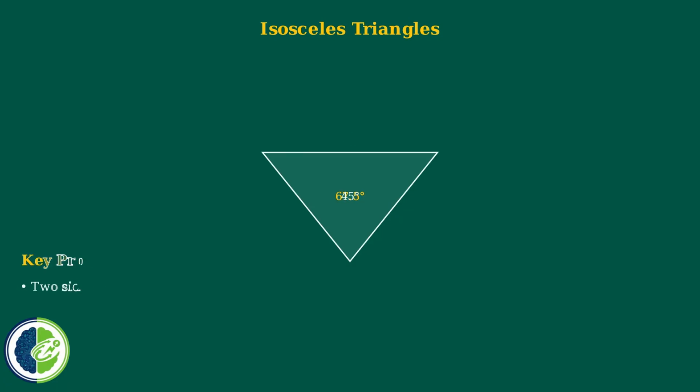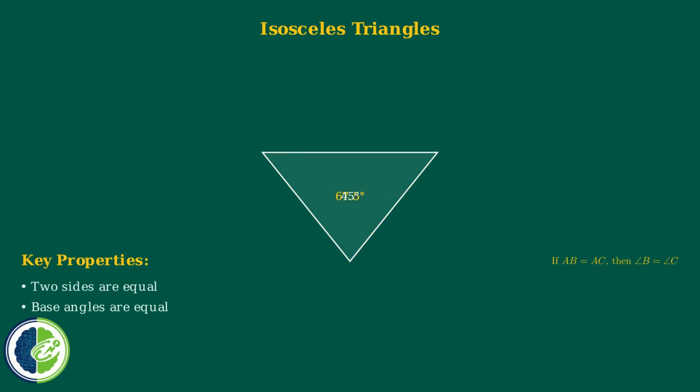This gives us a powerful mathematical relationship. If we know that 2 sides of a triangle are equal, we automatically know that the angles opposite those sides are also equal. We can express this mathematically. If side AB equals side AC, then angle B equals angle C. This is one of the fundamental properties that makes isosceles triangles so useful in geometry and real-world applications.